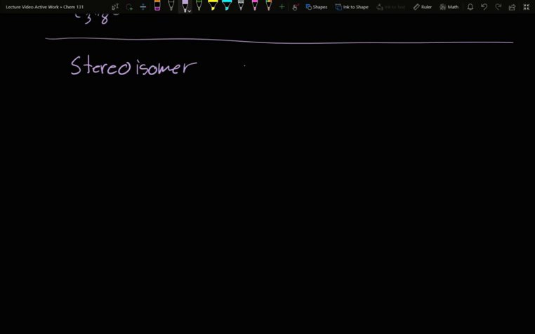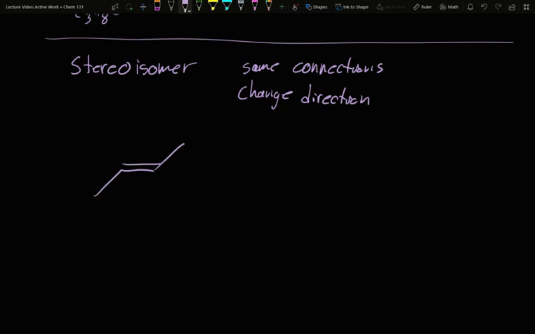Stereoisomers have the same connectivity, so same connections. However, where they differ is direction. An example of this might be 2-butene, or but-2-ene. Well, I can have the same general connections. If we look at it, that is a carbon with 3 hydrogens. That's a carbon with 1 hydrogen double bonded to a carbon with 1 hydrogen. That goes off to a carbon with 3. I see exactly the same connection pattern in my next molecule.